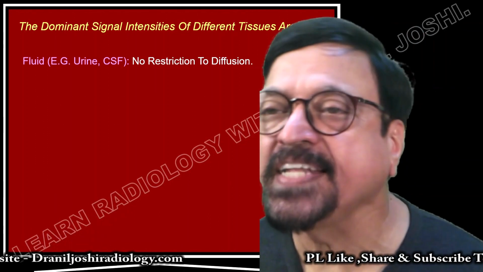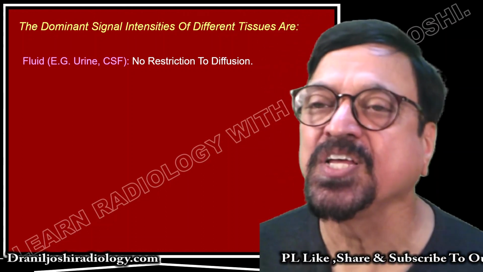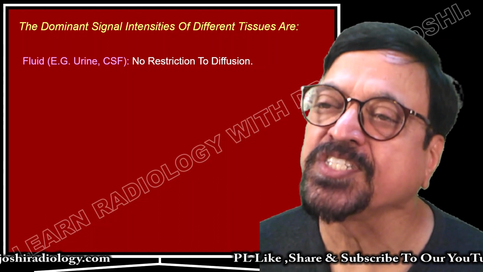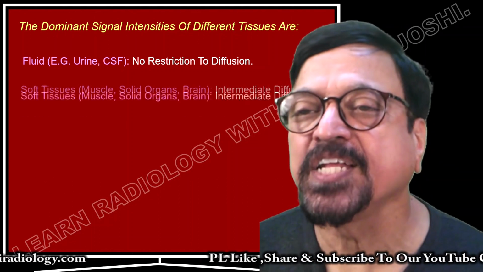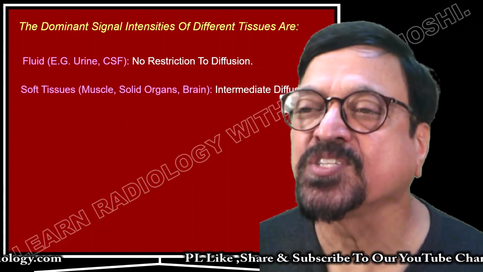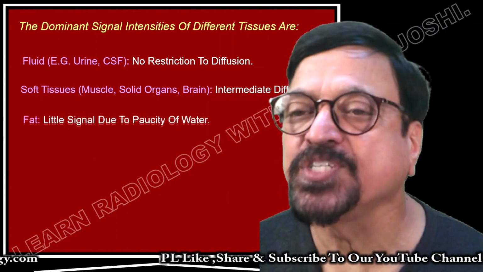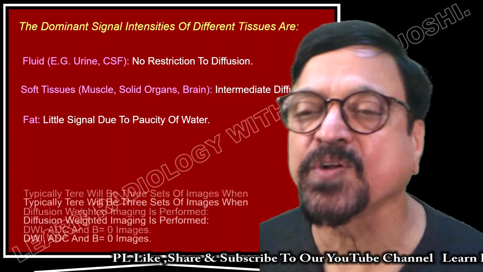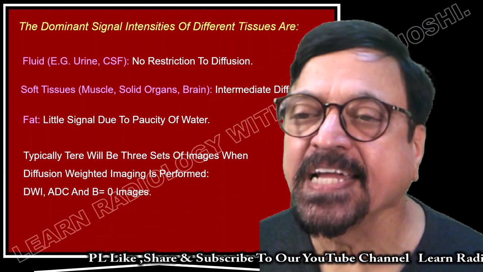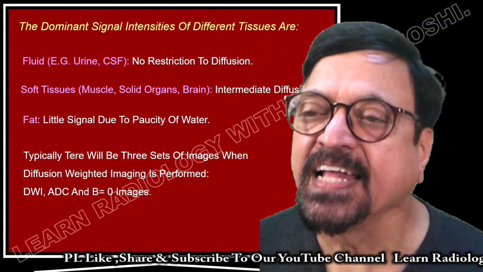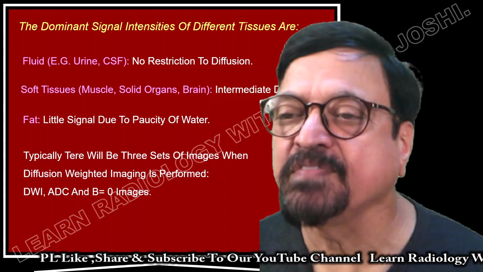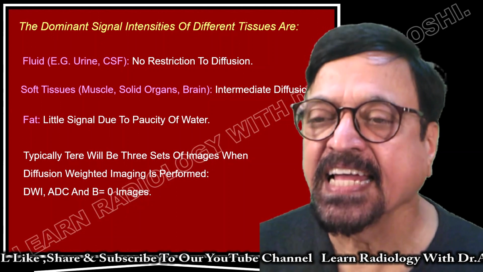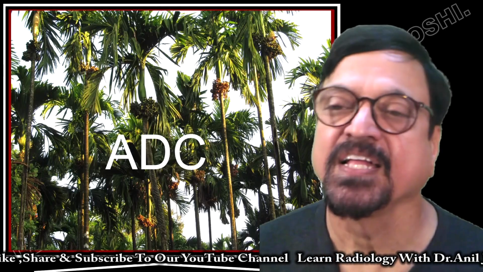Now, what are the fluid signal intensities of different tissues? Urine, CSF: there is no restriction to diffusion. Soft tissues, muscles: intermediate diffusion. Fat: little signal due to paucity of water. Typically, there will be 3 sets of images when diffusion weighted imaging is performed: DWI, ADC, and B0 images.